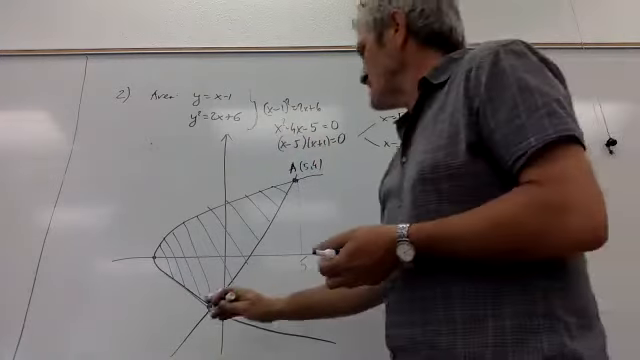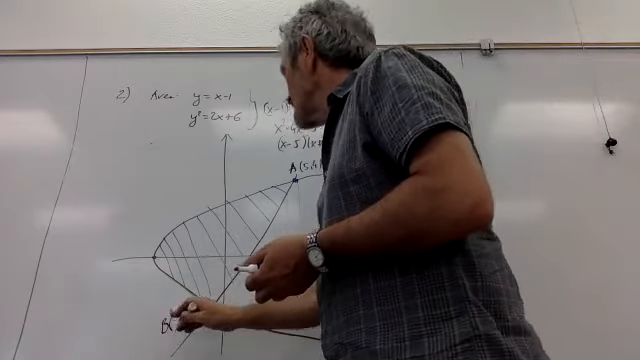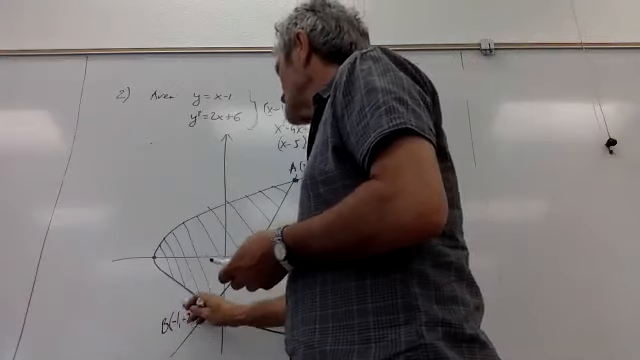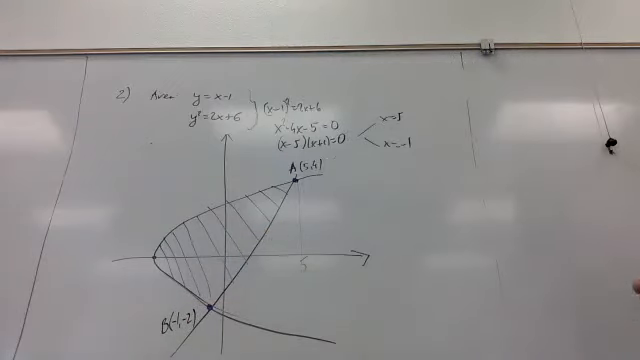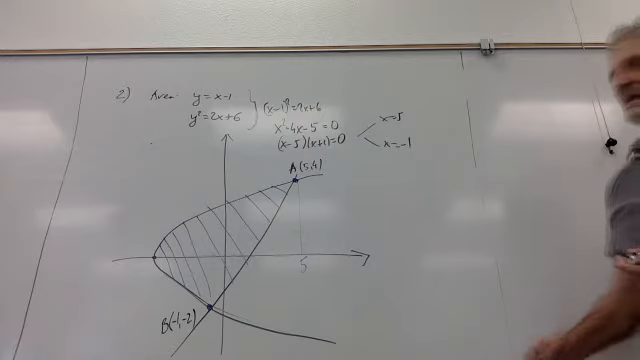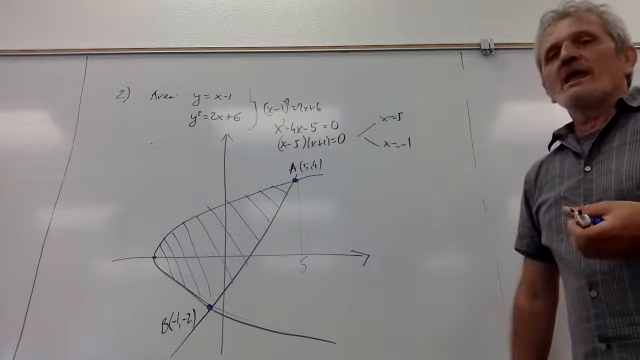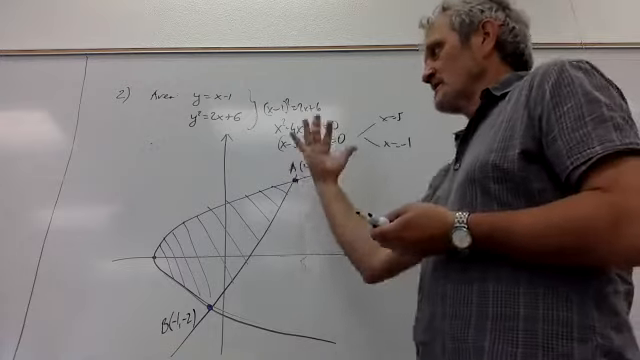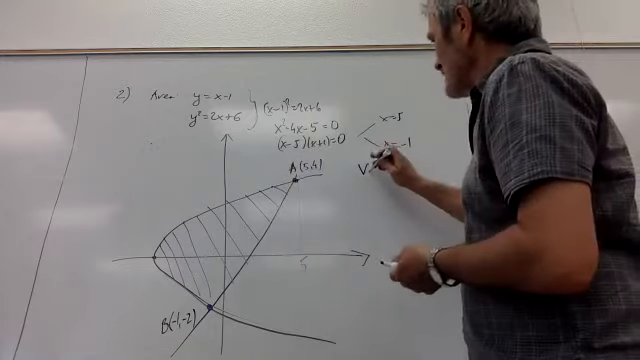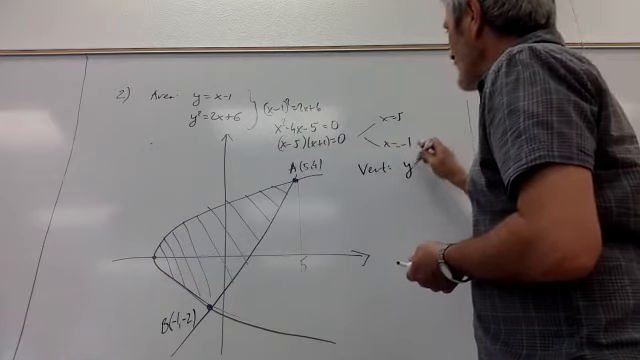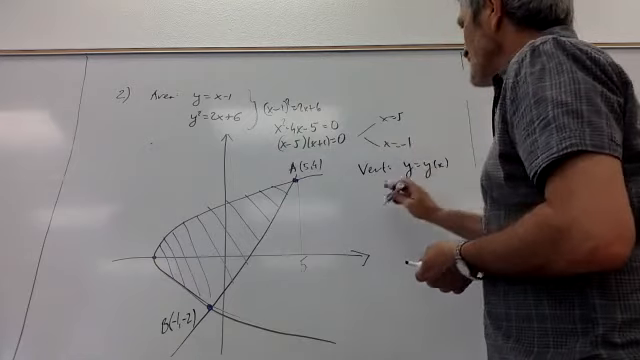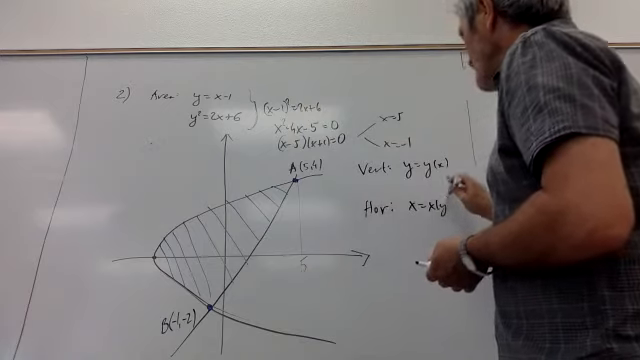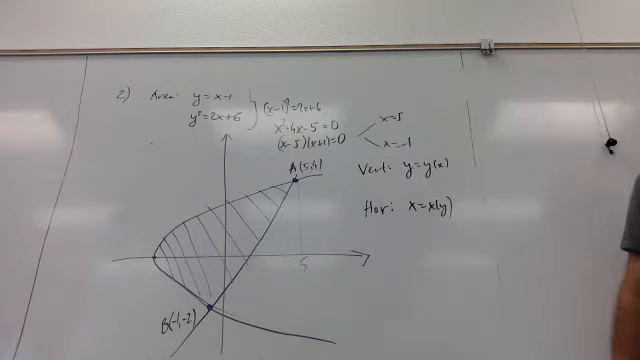And this point B is what? Negative 1 and negative 2. So here it is. I found the intersection. I have information about the region. And I have two options. I can treat it vertically. So when I say vertically, that means y is a function of x. If I treat it horizontally, then x is a function of y. And I decided to treat it horizontally.